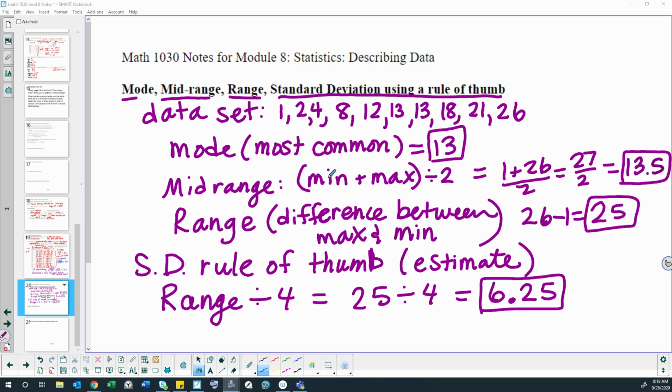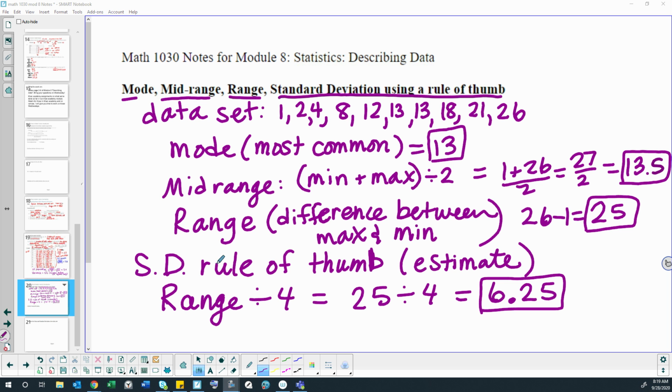The mid-range comes from adding the minimum and the maximum together and then dividing that by 2. So minimum was 1, maximum was 26. They add up to 27. We divide by 2, we get 13.5. Range, we just barely learned, is the difference between our maximum and minimum. So we're just going to go 26 minus 1 is 25.